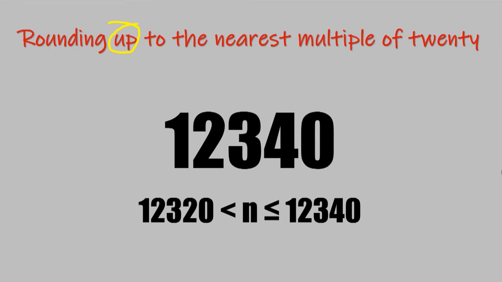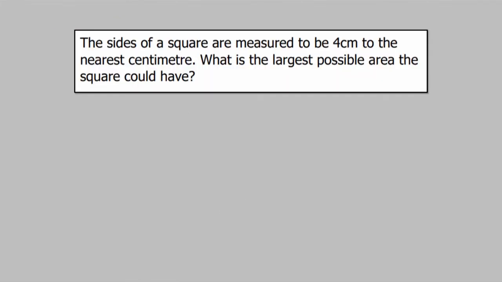And of course the biggest number is the number itself, 12,340, because anything slightly larger than that would have been rounded up to the next multiple of 20. So can you see the difference that the word up makes? Quite a big difference. Okay, so let's look at some real-life questions that involve finding one of the limits of accuracy.